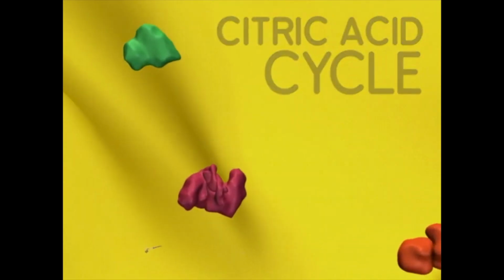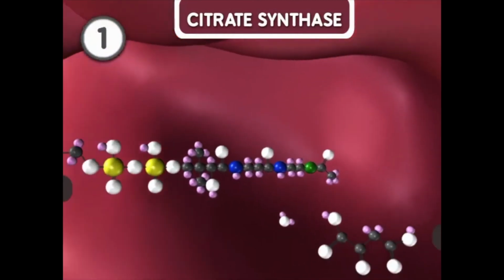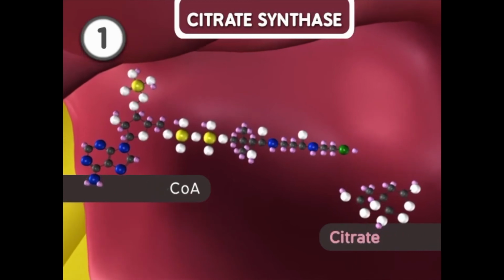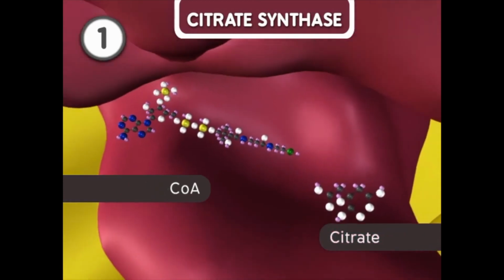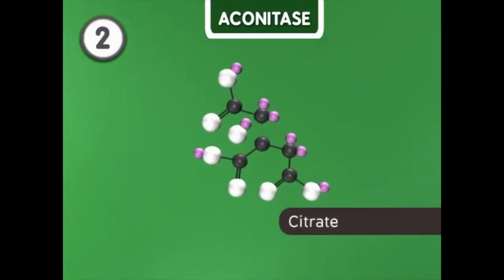In the first step of the cycle, an enzyme called Citrate Synthase joins the 2-carbon acetyl group from Acetyl-CoA with the 4-carbon oxaloacetate to form a 6-carbon citrate. In step 2, an enzyme called α-KETOGLUTARATE converts citrate into isocitrate.